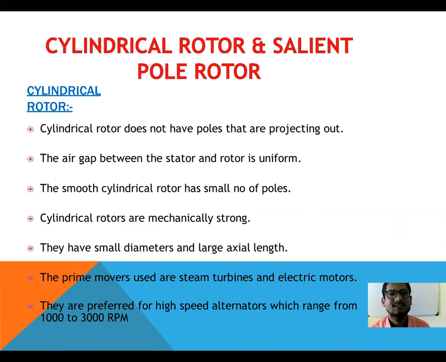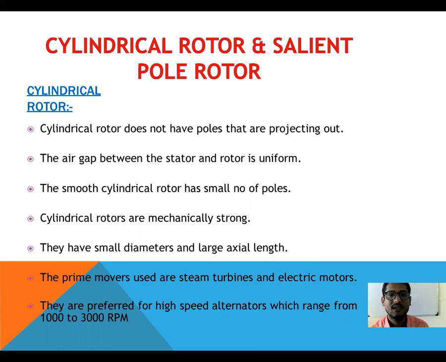Okay, cylindrical rotor and salient pole rotor. The cylindrical rotor does not have poles that project out. The air gap between the stator and rotor is uniform. Therefore, the speed of this type of machine is very high. Because of that, we use this type of cylindrical rotor in gas turbines and steam turbines, where the requirement of speed is very high. In that case, we can use this type of rotor.